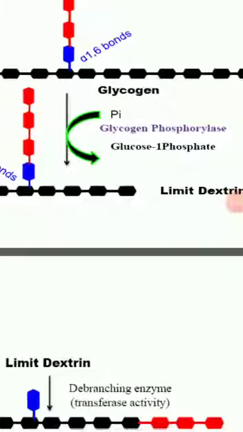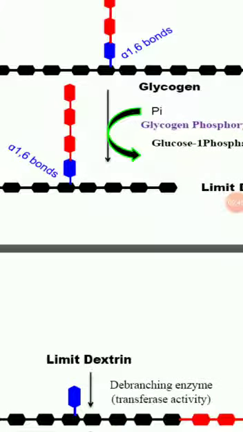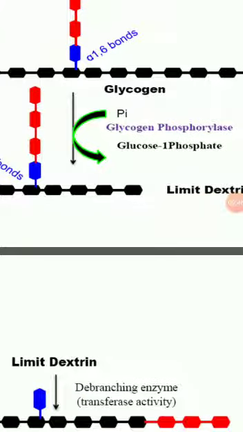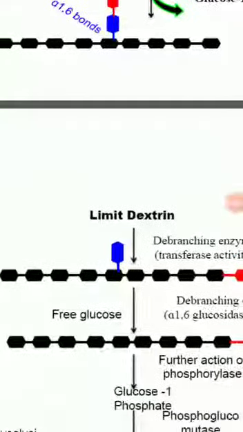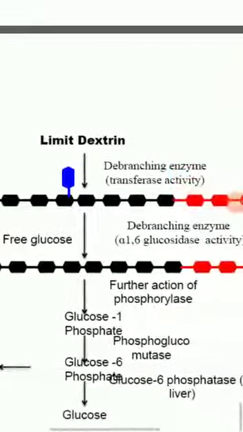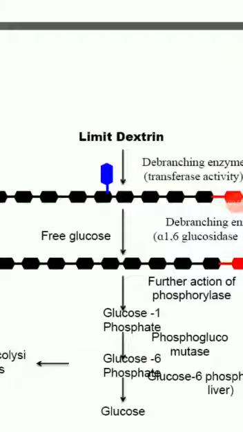The glycogen first will be acted upon by the glycogen phosphorylase enzyme. It will release glucose 1-phosphate, where the inorganic phosphate is provided. The limit dextrins which are formed are acted upon by the debranching enzyme, that is the transferase activity, which helps in the transfer of 3 or 4 glucose residues, the breaking of the alpha 1,4 glycosidic bond and the formation of the same alpha 1,4 glycosidic bond at a different place.